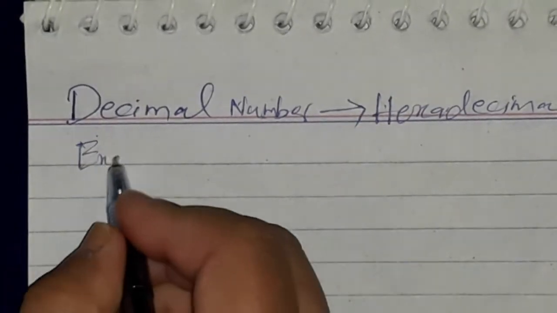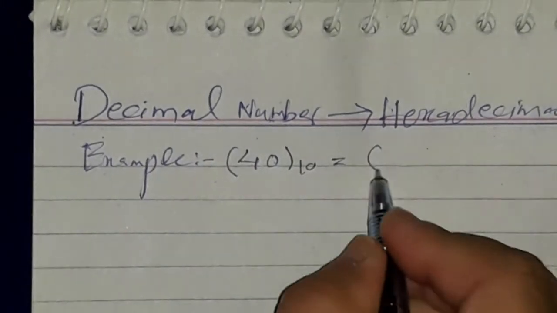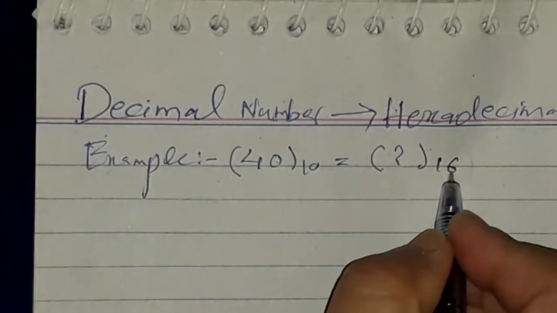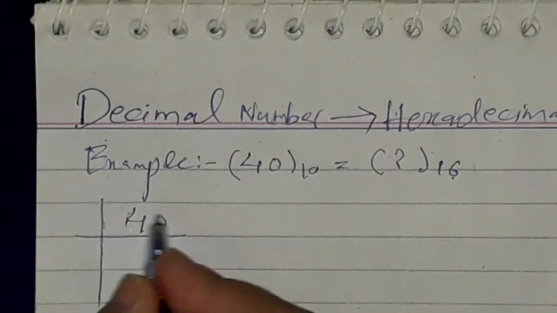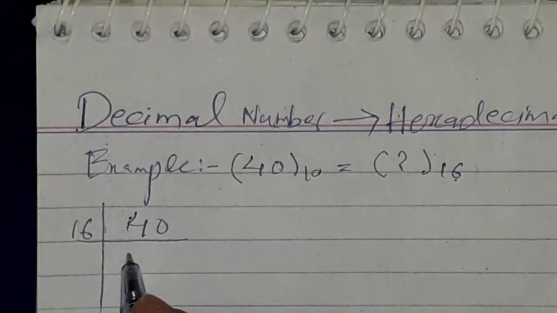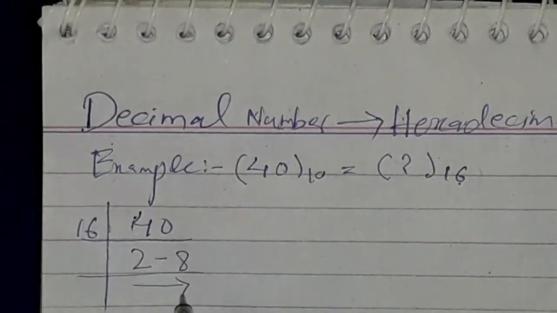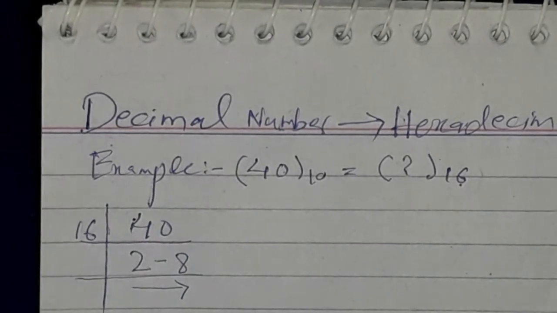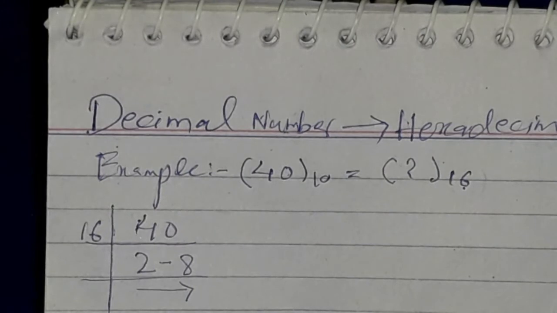In this video we will learn how to convert a decimal number into a hexadecimal number. For this purpose we will use the division method. We will divide the decimal number by 16, the base of the hexadecimal number system, until a number less than 16 is left. Like 40 is a decimal number, 2 cannot be divided by 16. That's why 28 is the hexadecimal number.